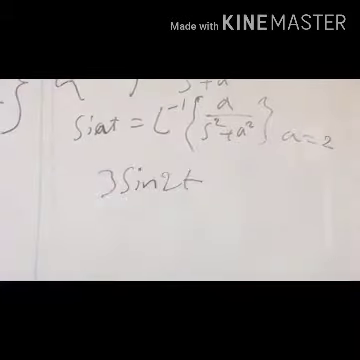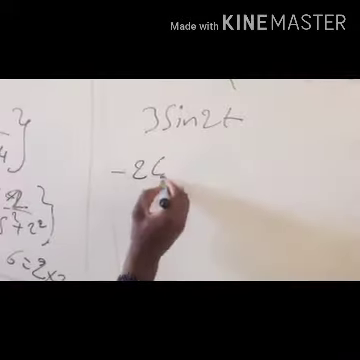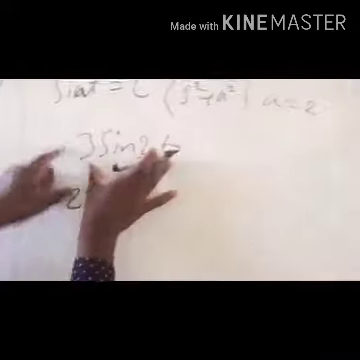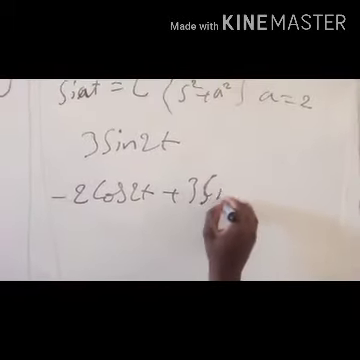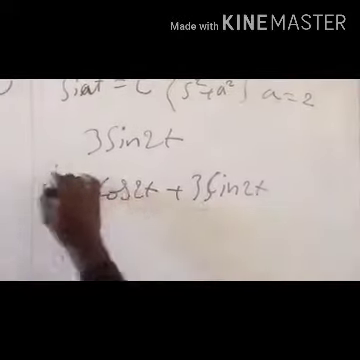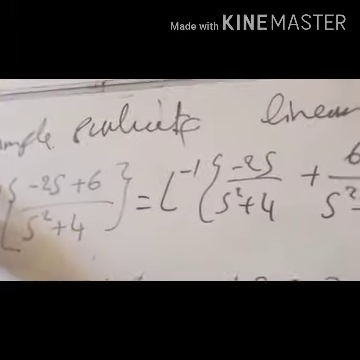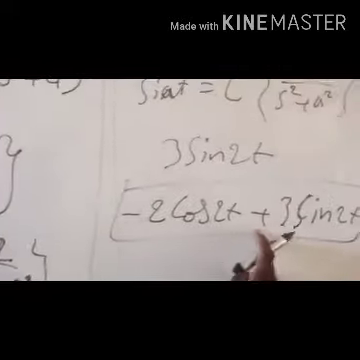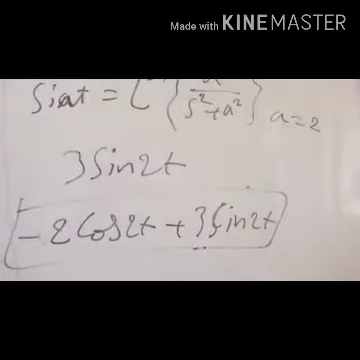By adding this equation, for that equation we have minus 2 cosine of 2t, means the solution is minus 2 cosine of 2t, plus this equation which is equal to this, plus 3 sine of 2t. This is your solution for this equation. For calculating this inverse Laplace transform, your general solution is equal to minus 2 cosine of 2t plus 3 sine of 2t. This is a way for calculating the inverse Laplace transform.